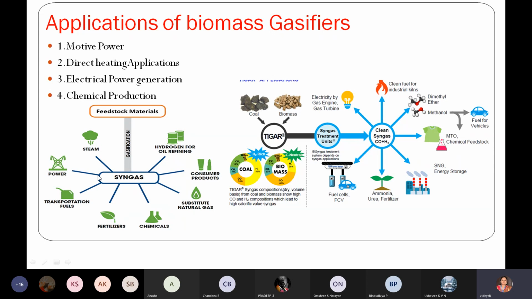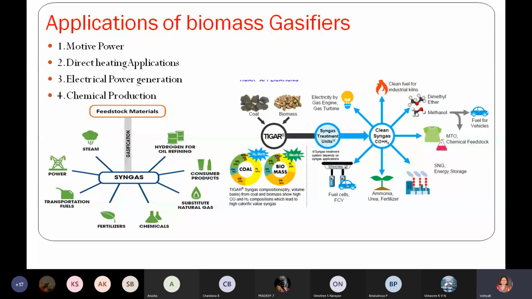Here, this may be syngas. Syngas: the feedstock materials go through the gasification process, and the output is syngas. From syngas, you can get hydrogen for oil refining, consumer products, substitute natural gas, chemicals, fertilizers, transportation fuels, and power. Next, steam. From steam, again, there are applications. So there are so many applications from the output we get from gasification.